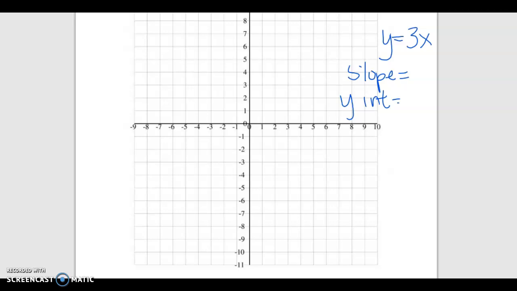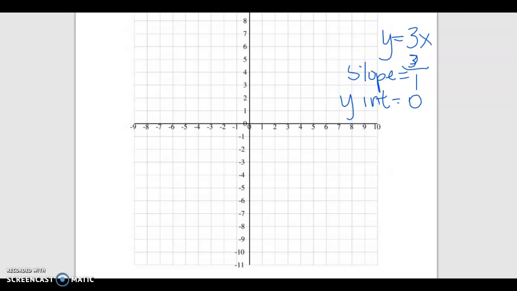Now, I like my slope in fraction form, and we'll look at that in just a minute. So it's going to be 3 over 1. Sorry, that is very sloppy, but we got it. And y-intercept, since there is not a plus or a minus after that, it is just 3x. There's nothing after it. My y-intercept is going to be 0. All right? My starting point is always going to be that y-intercept.